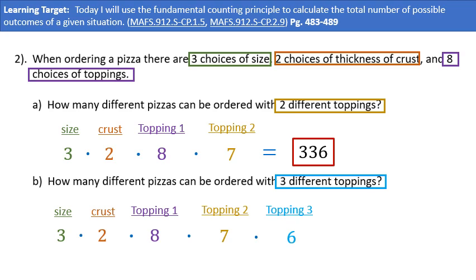Grab your calculator. 3 times 2 times 8 times 7 times 6. 2016. Can't even talk right. 2016. That makes sense? Questions? Hope not. If I make a mistake on this, which is possible, send me a message. I'll fix it.